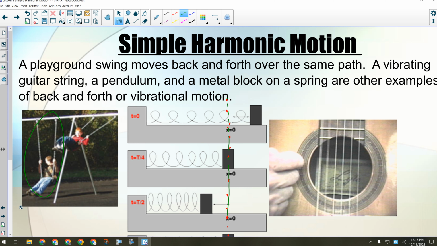Okay, so simple harmonic motion is related to waves, because it is the simple harmonic motion of a guitar string that causes sound to be produced. So they're tied together in that way.